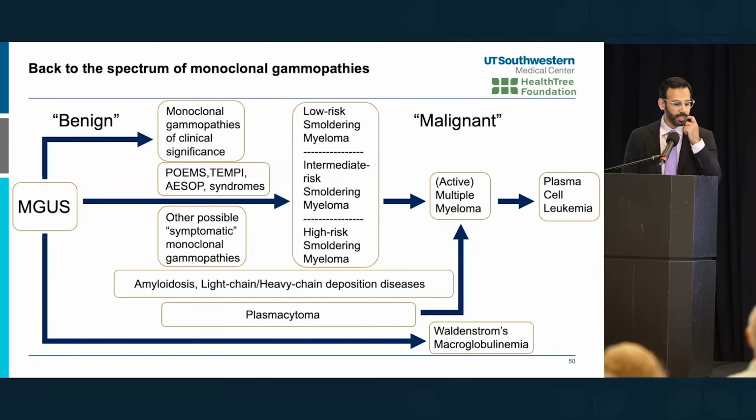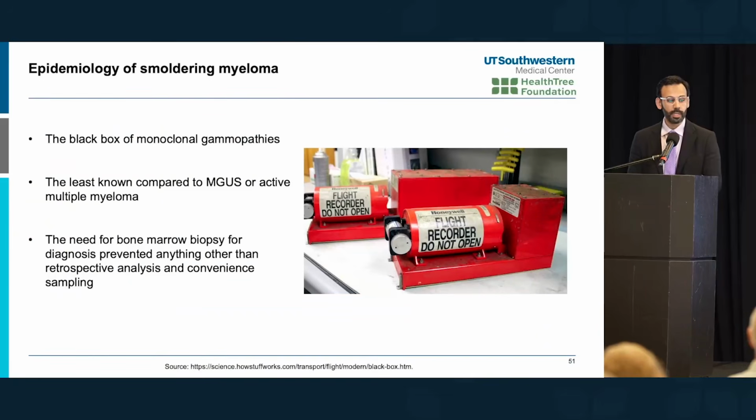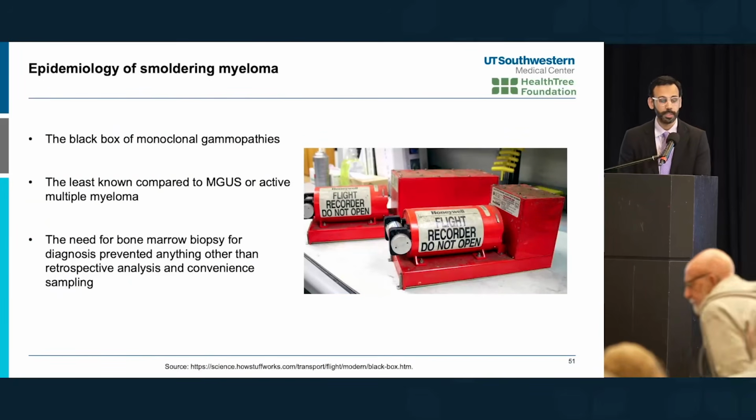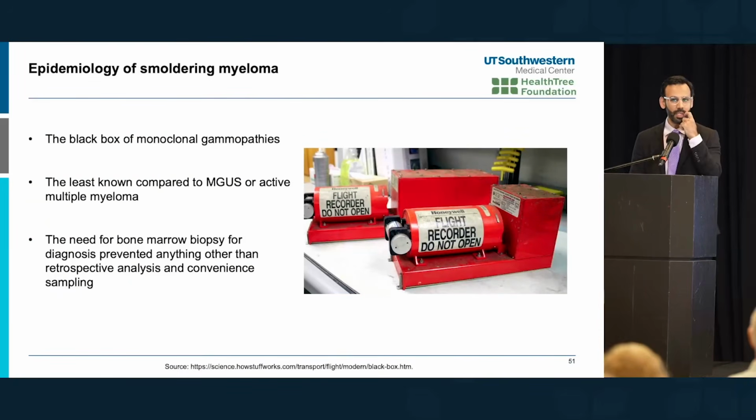So coming back to the spectrum here, and in light of the remaining time, I'll speed up a bit. I'll talk a little bit about smoldering myeloma. This has kind of been the black box of monoclonal gammopathies, because to study it, you need a bone marrow biopsy, versus with MGUS, you just need the blood work or the urine work. And so not everyone's getting the bone marrow. So it's been a little bit less known overall here. And this image is just of a black box from a plane, which I've always found funny. It's not actually black.